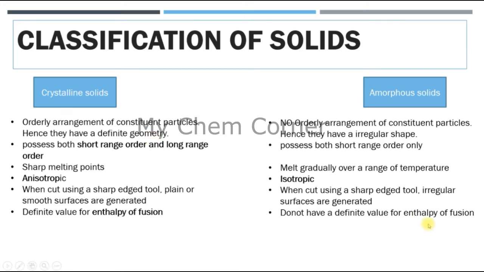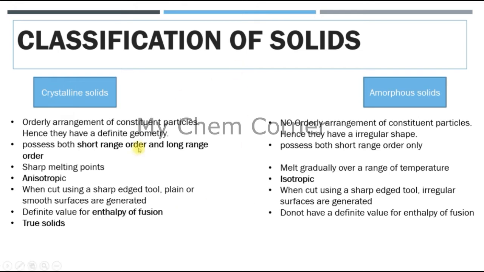But the same thing when I see for amorphous solids, they don't have a definite value for enthalpy of fusion because there is no orderly arrangement. So enthalpy of fusion is nothing but heat of fusion. It means it is a change in its enthalpy that is caused due to heat. That is the meaning of enthalpy of fusion.